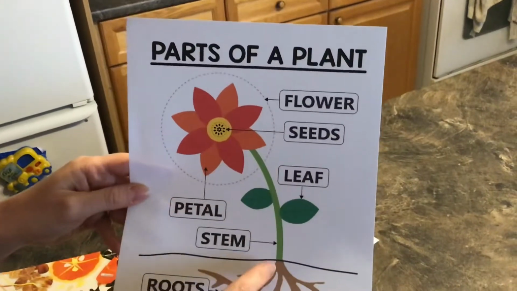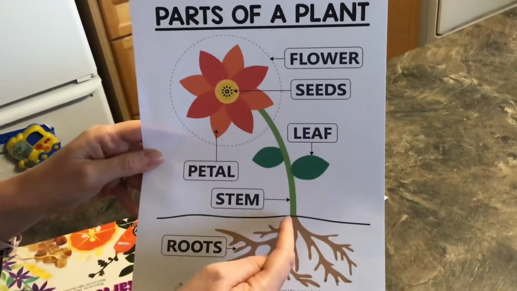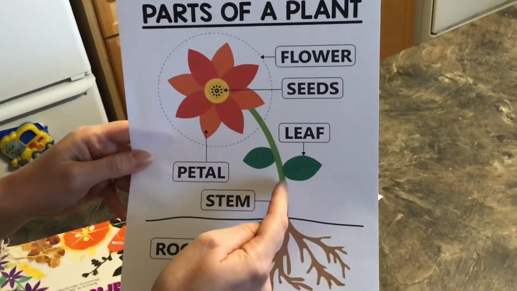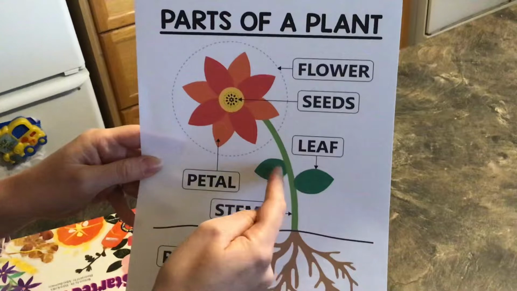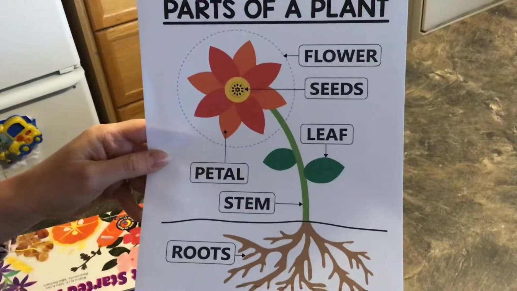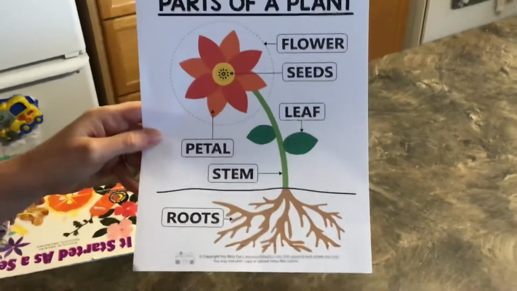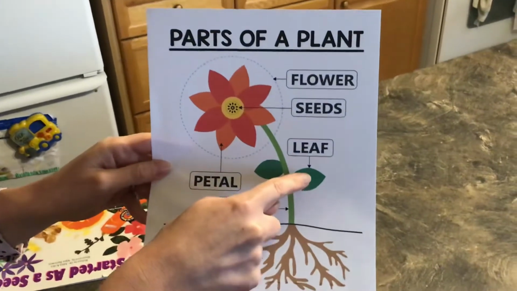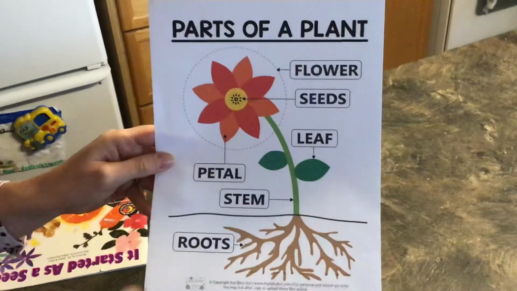It grows up towards the sun, and a stem is like a straw. And then it takes the water and nutrients from the roots up to the rest of the parts of the plant. So it takes it up to the leaves. And the leaves also make food from the sunlight for the plant. So it takes sunlight energy, energy from the sun, and it makes food for the plant. And leaves also give us oxygen too, air.